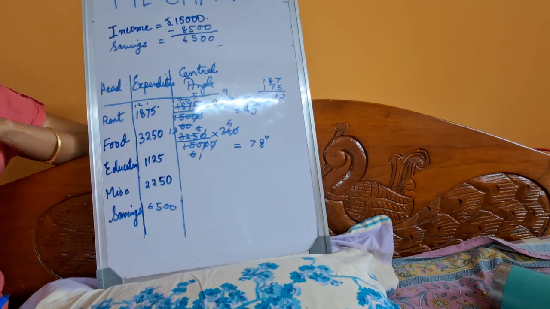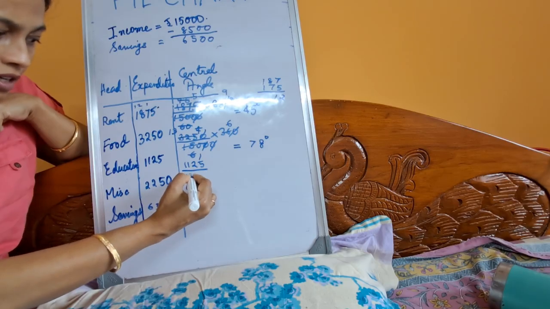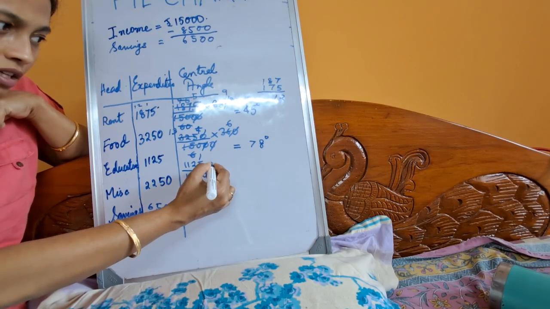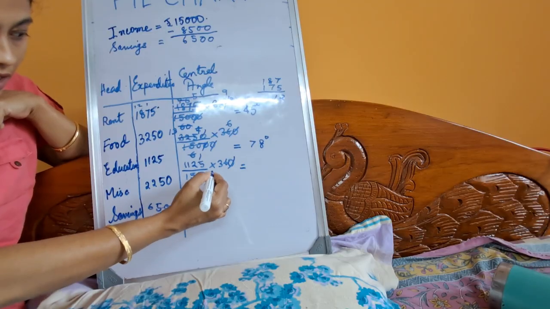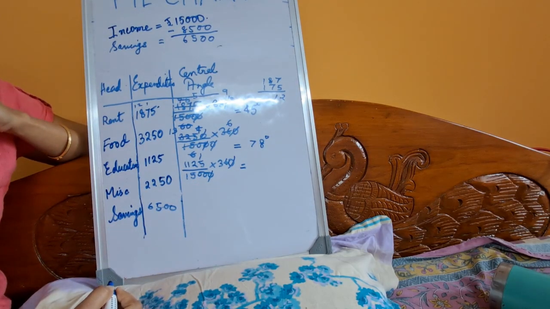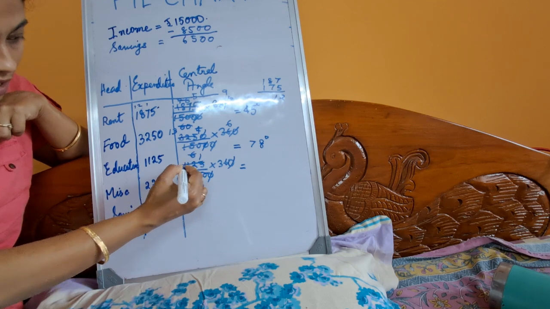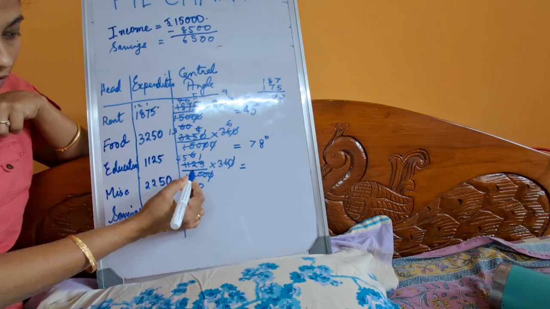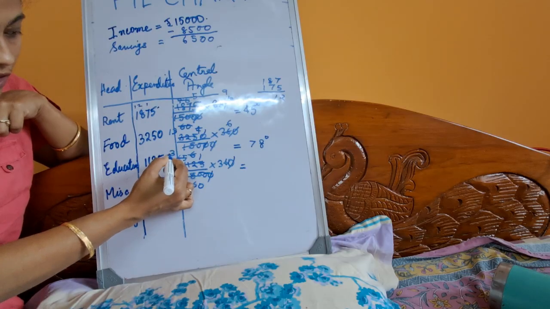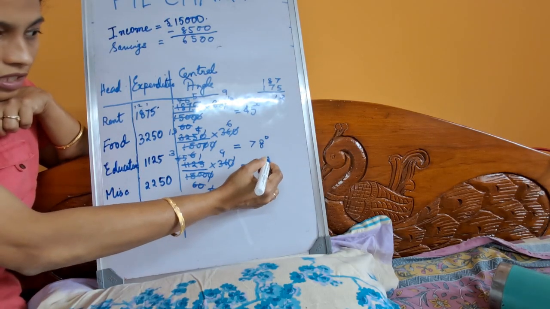Next one is 1125. So 1125 by 15,000 into 360. Again cut the zeros, both are divisible by 25. This goes 60 times, this will go 45 times. Again both are divisible by 15, 3 and 4. 4 goes 9 times, 27 degree.